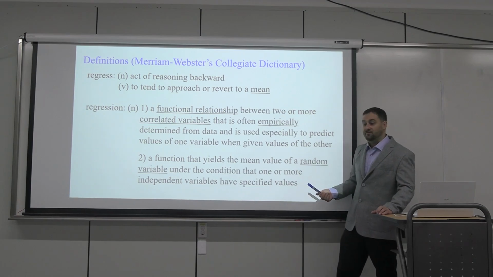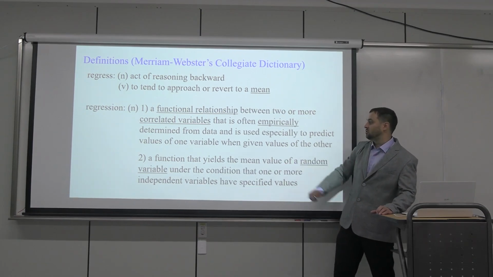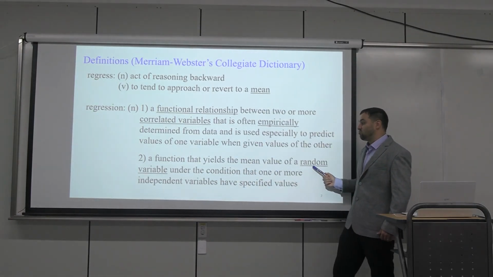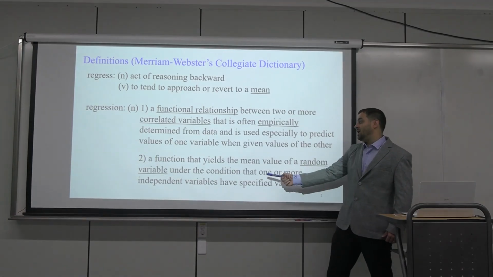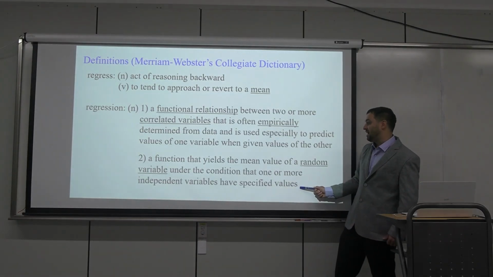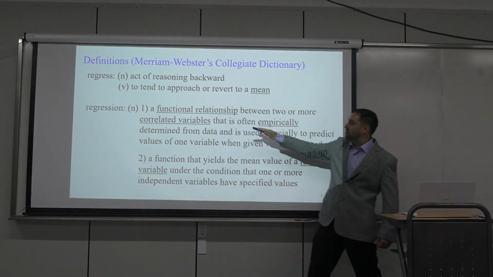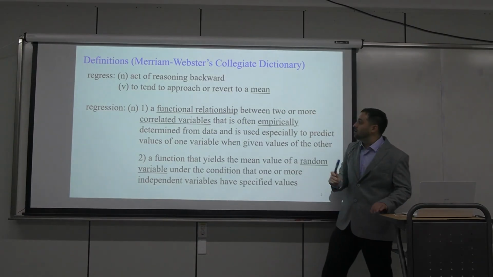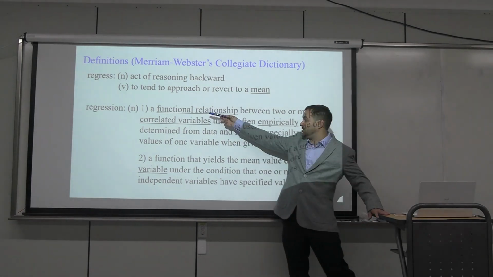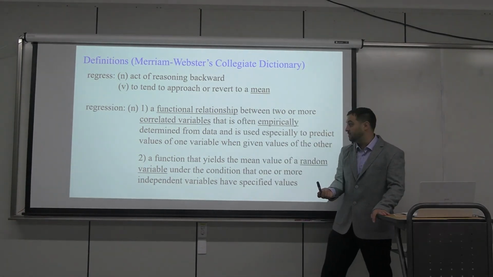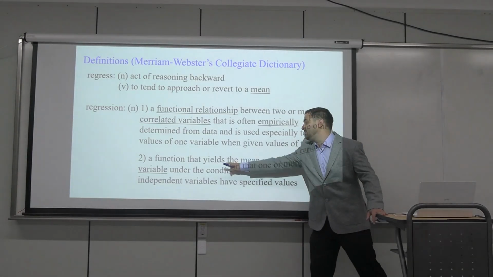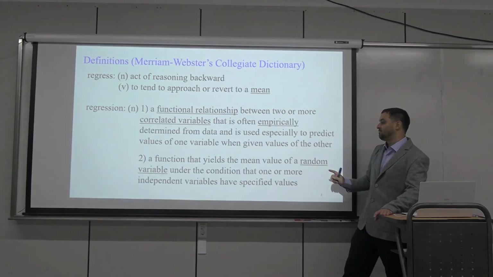The alternative definition, number 2, is a function that yields the mean value of a random variable under the condition that one or more independent variables have specified values. Definition 1 is a little bit broad or qualitative. It's just a functional relationship between two or more correlated variables. But a more precise definition is a function that yields the mean value of a random variable.